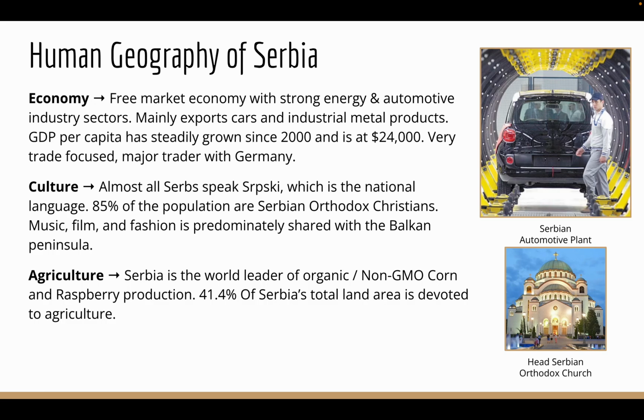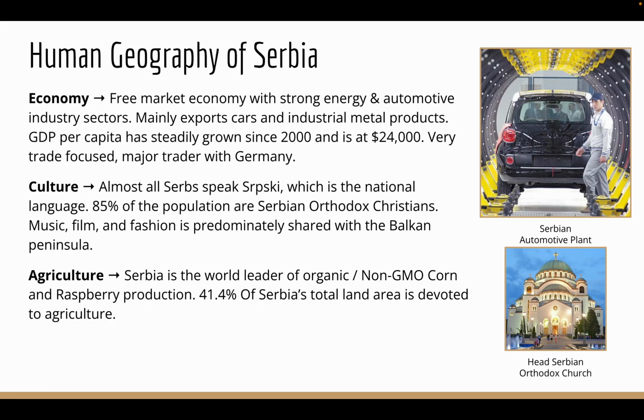Some human geography of Serbia. So Serbia has a free market economy, and it's mainly focused on energy and automotive industry. They export a lot of cars and other industrial metal products. Their economy has been steadily growing since 2000, and they now have a GDP per capita of about $24,000. Serbia is very trade focused, and they are a major trader with Germany.